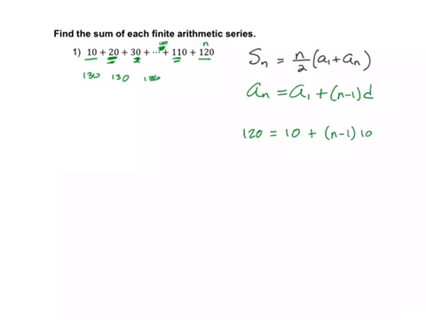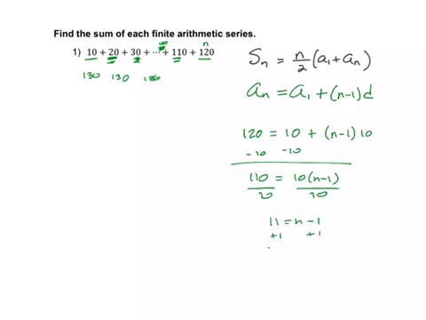Right? So I'm going to subtract 10. So 110 equals 10 times n minus 1. And I'm going to divide by 10. So 11 equals n minus 1, plus 1. So n equals 12, right? So that means that 120 is in the 12th position, right? Of course, in this one, it's easy to see that that's the 12th position, but I just wanted to show you because there are going to be some exercises that are not that easy just to identify, right?